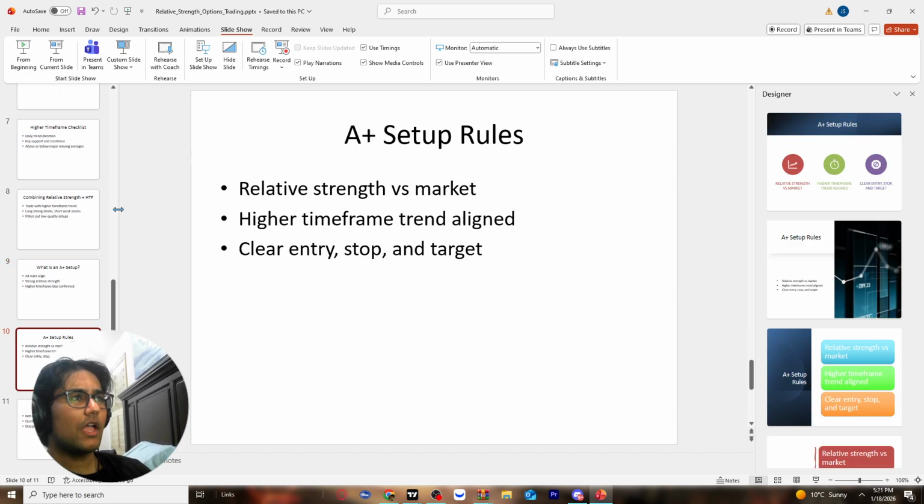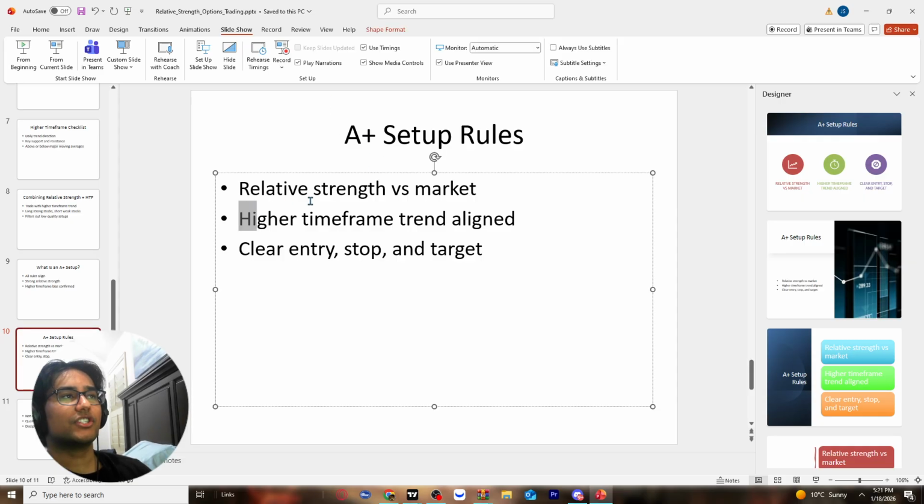So the rules, right? Relative strength versus the market. You want to see what tech is doing versus QQQ and SPY. So if Tesla is showing higher highs and higher lows while QQQ is chopping or breaking a low of day, then that shows Tesla's relative strength.